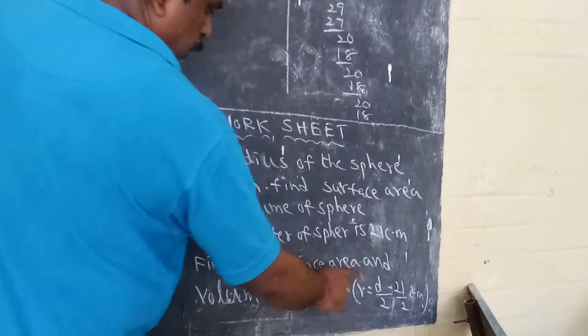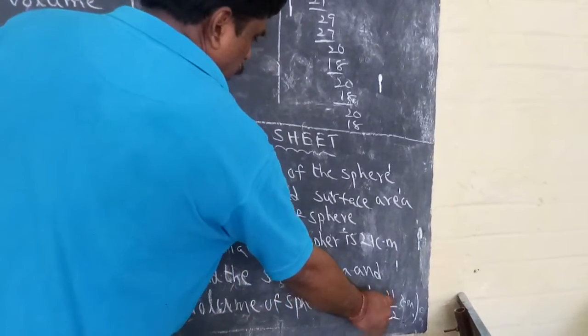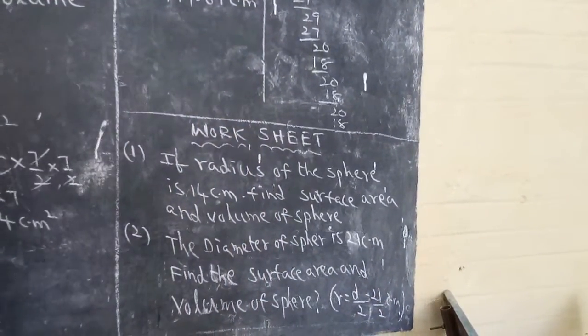Then you have to write it here. I am given the diameter, so I have to find the radius. r is equal to d by 2, that is equal to 21 by 2. Okay.